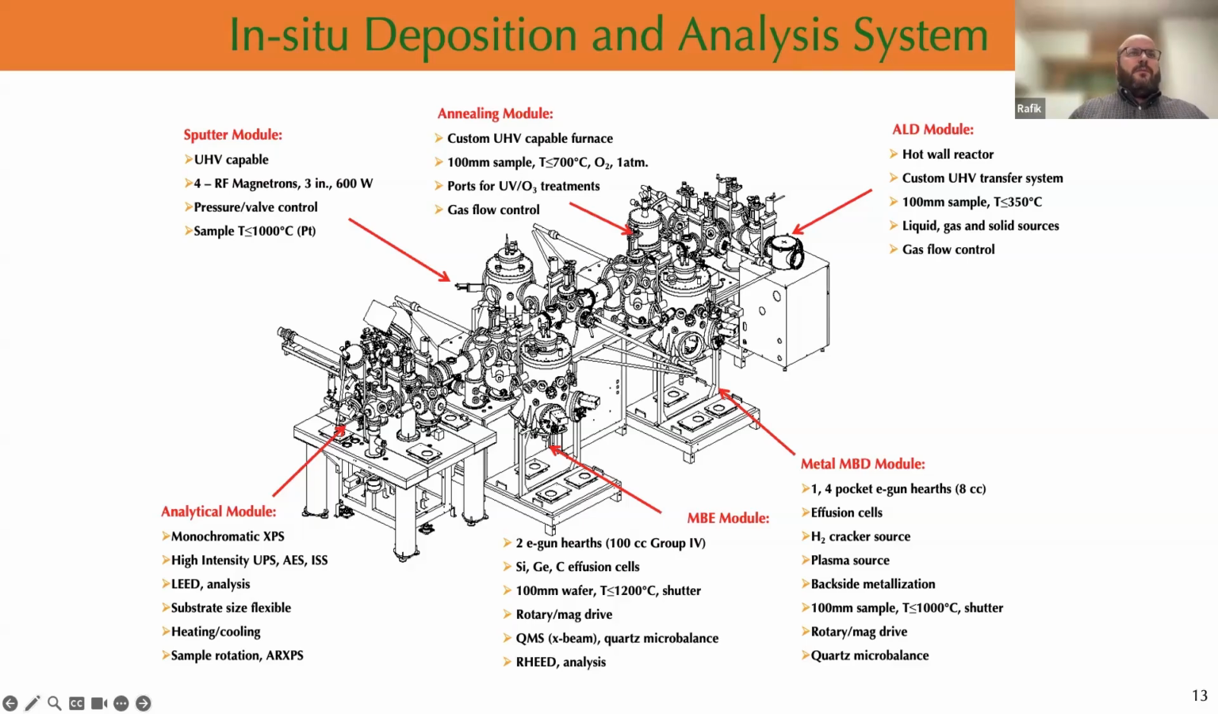So we can do elemental analysis and chemical analysis of our depositions, our surfaces and interfaces. For example, if we want to deposit a metal on top of a high-K dielectric, we can do that here without taking the sample outside.